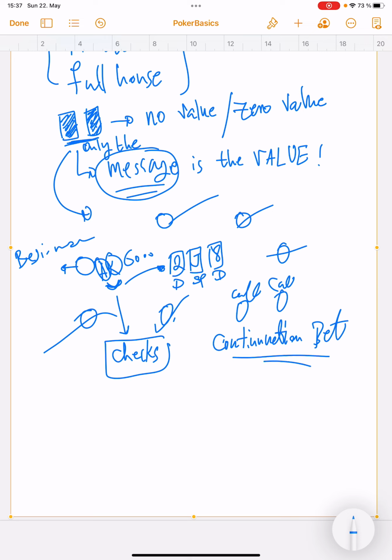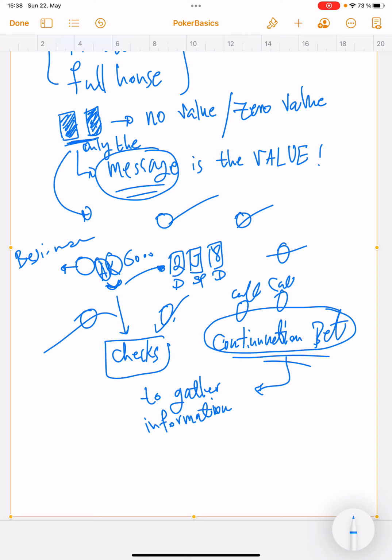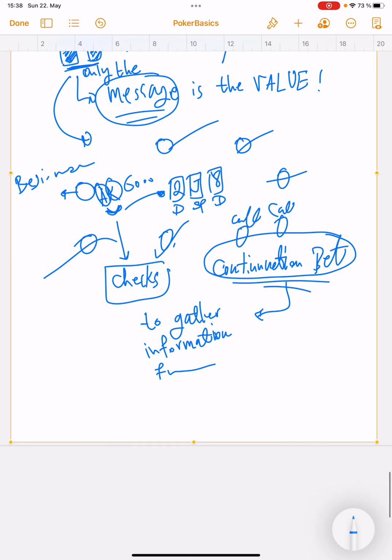Continuation bet. You are basically forced, if I may tell you so, to make a continuation bet. Don't do it like this. You bet something really high and then when the flop comes you just simply check. No, you have to always make a continuation bet to gather information from your opponents. You have to make a continuation bet so that you see how other people are standing against you. This is super important.